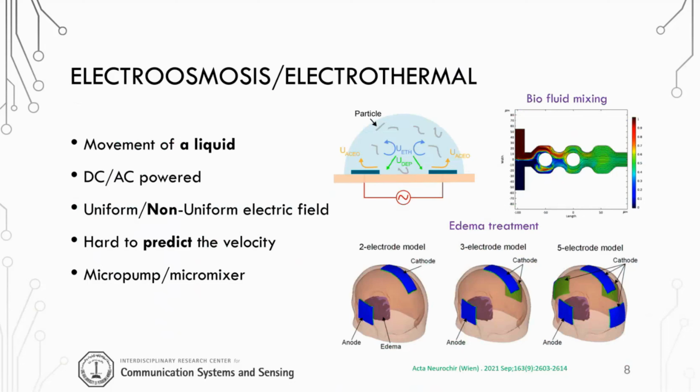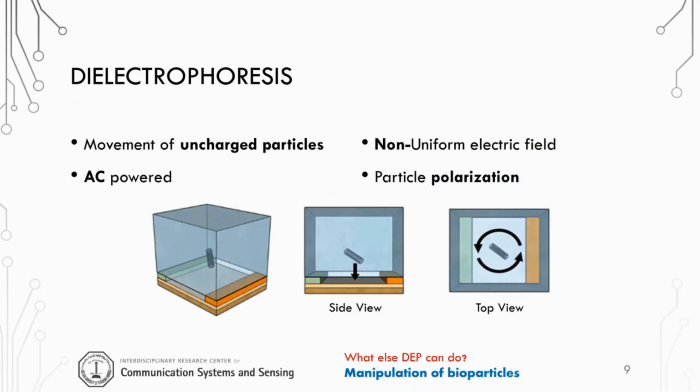And there are a lot of people working on this one. A micro pump is also something similar, but in this case we just pump your fluid from one point to another point. Another application is edema treatment. In some cases where there is some liquid within your brain, they apply different electrodes at your head, and by controlling the electric field here, it might reduce the size or move this liquid from one place to another prior to extraction.